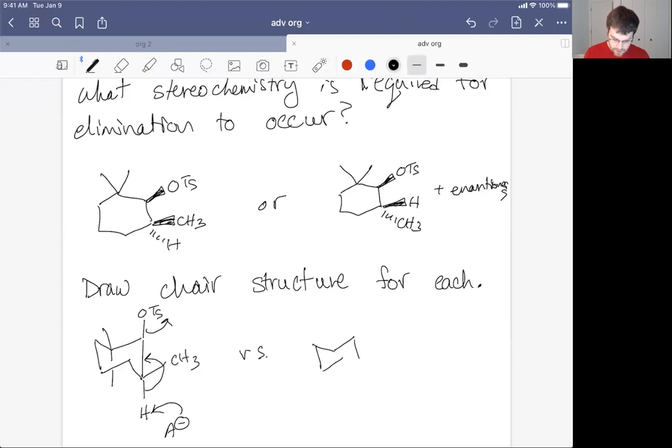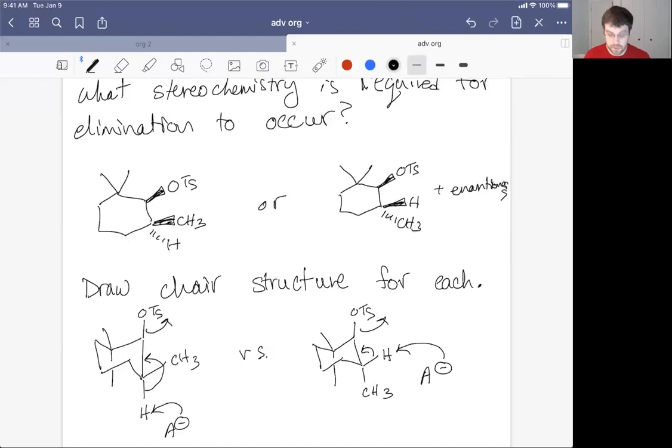Versus an alternative version where the only thing that has changed is that the equatorial and axial groups at the leftmost point have flipped. This is a diastereomer of the original molecule. Now A minus would need to come here and grab the hydrogen this way and push the electrons off.